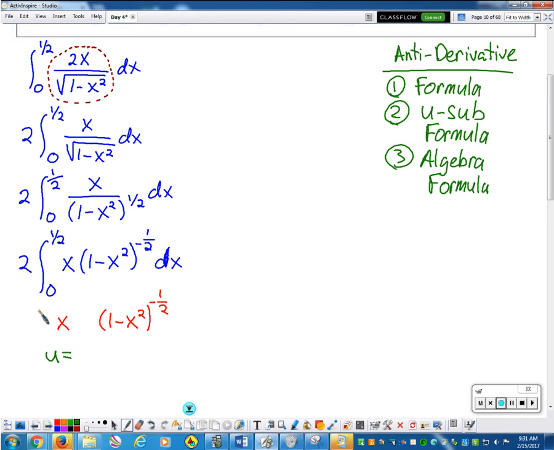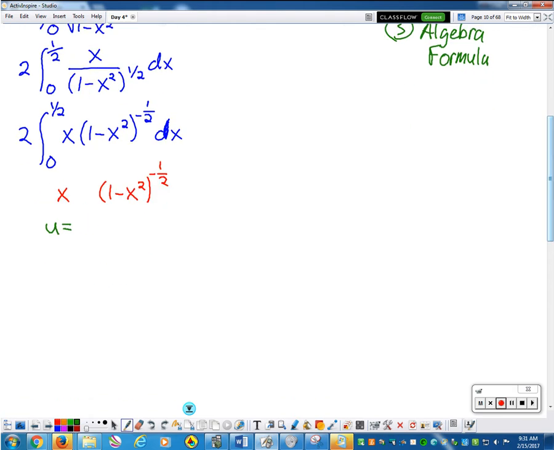Close. Remember that when you're picking the U, ticket for Sarah, you're thinking of these five function types: something to a number, e to the something, 1 over something, sine of something, cosine of something. You're looking for one of those types, and then your choice of U is just the something. It's not the extra number. So this is x to the first, so one possibility is that U could equal just x. Here, the choice of U would be what? Just 1 minus x squared.